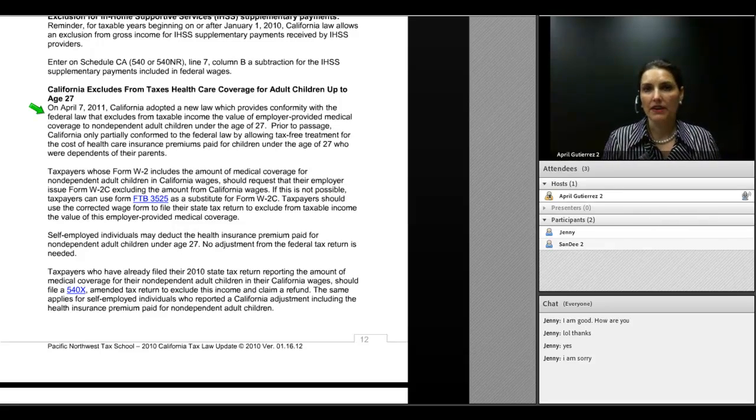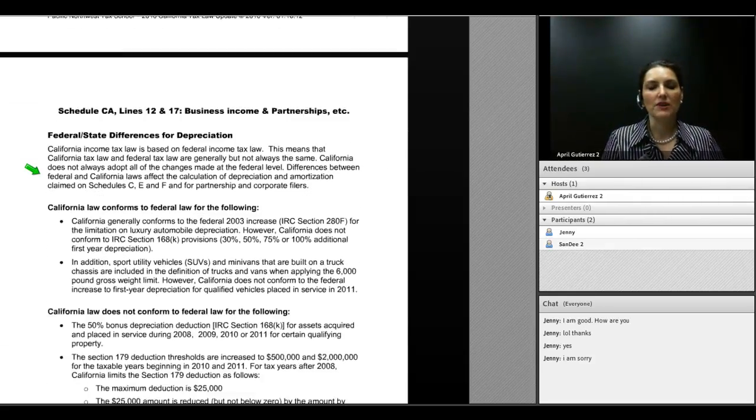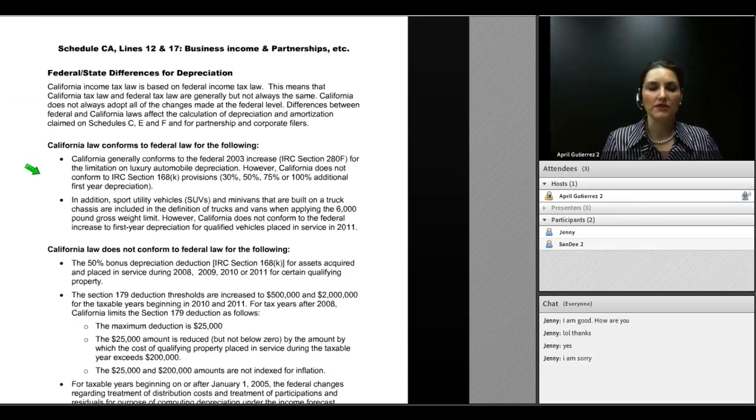If any of those things happened, then you will want to go back today and amend the 2010 tax return to take off that taxable benefit and reduce the California taxable income. So it was a late change late in the season, and I don't know that it was a huge problem, but there are probably a number of people that will want to amend as a result of it.